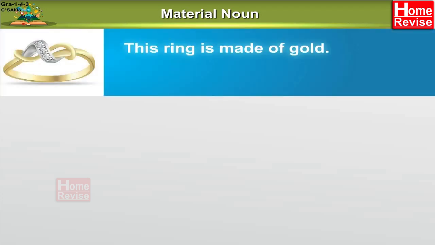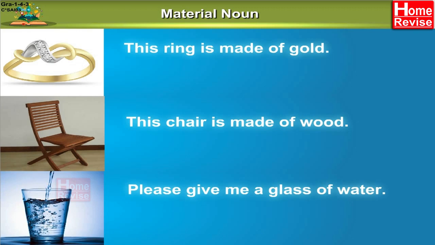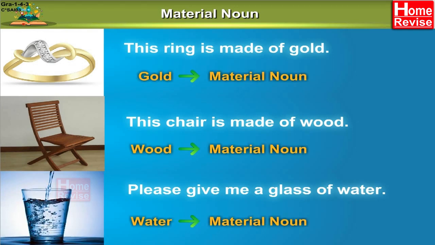Material noun. Look at these examples. This ring is made of gold. This chair is made of wood. Please give me a glass of water. Now, in the above sentences, gold, wood, water are material nouns because they all refer to some matter of substance. Now, material noun can be placed in groups as follows.